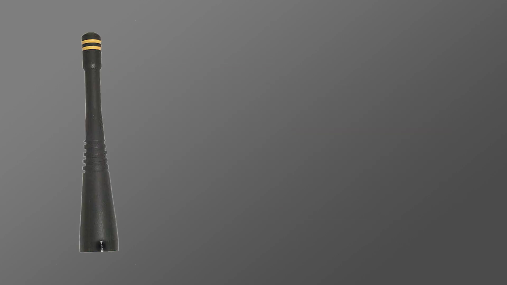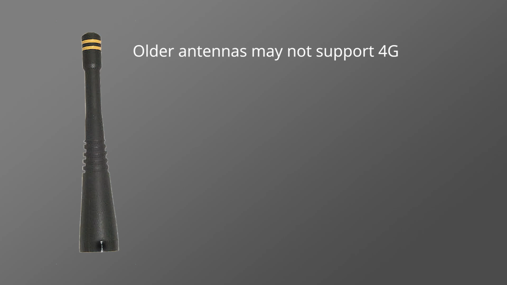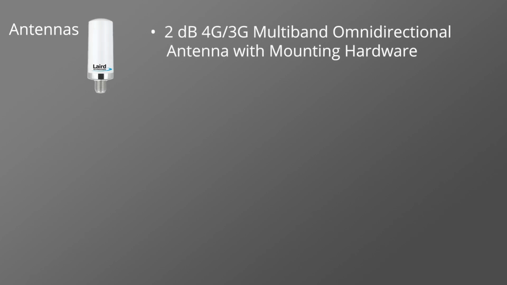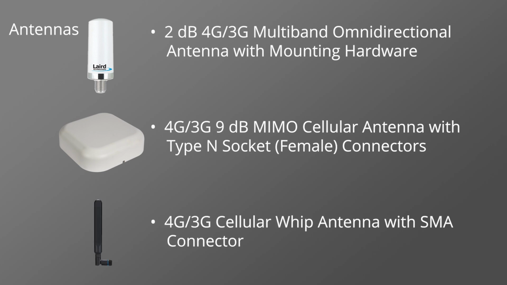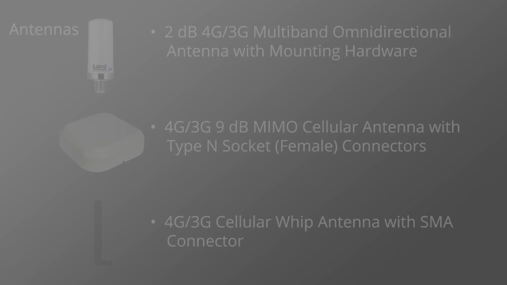If the modem antenna is over 10 years old, it may not support 4G. Replace it with a compatible Campbell Scientific model. Campbell Scientific offers the following compatible antennas: a 2 dB 4G 3G multiband omnidirectional antenna with mounting hardware, a 4G 3G 9 dB MIMO cellular antenna with 2 Type-N socket female connectors, a 4G 3G cellular whip antenna with an SMA connector.